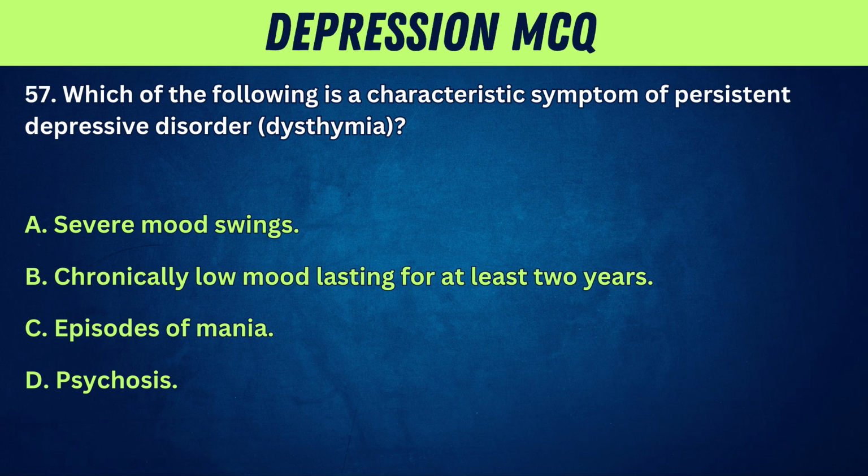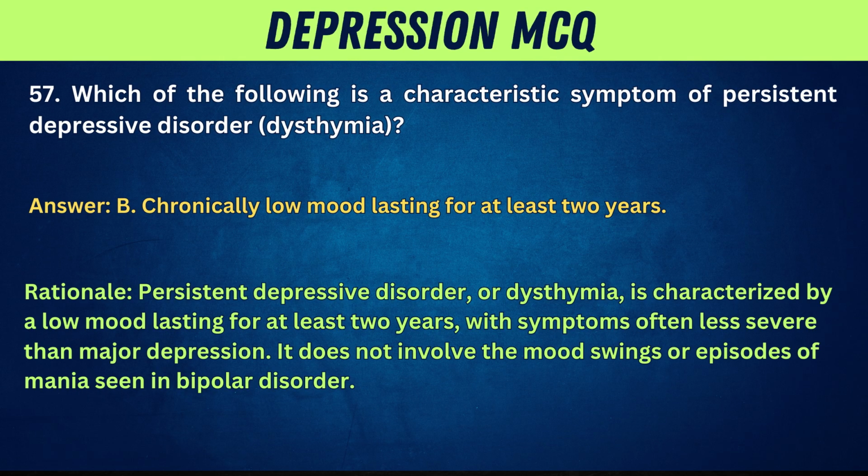57. Which of the following is a characteristic symptom of persistent depressive disorder, dysthymia? A. Severe mood swings. B. Chronically low mood lasting for at least 2 years. C. Episodes of mania. D. Psychosis. Answer: B. Chronically low mood lasting for at least 2 years. Rationale: Persistent depressive disorder, or dysthymia, is characterized by a low mood lasting for at least 2 years, with symptoms often less severe than major depression. It does not involve the mood swings or episodes of mania seen in bipolar disorder.